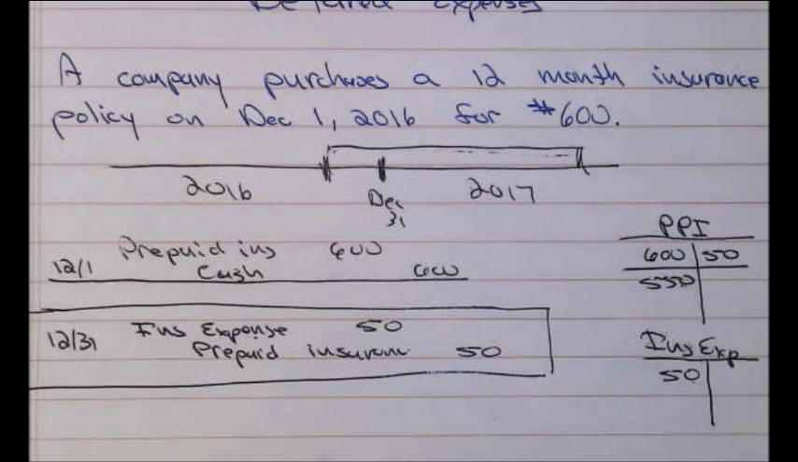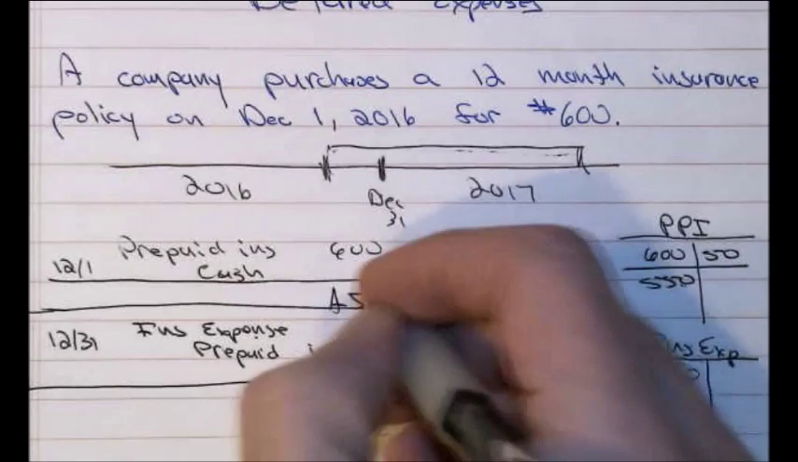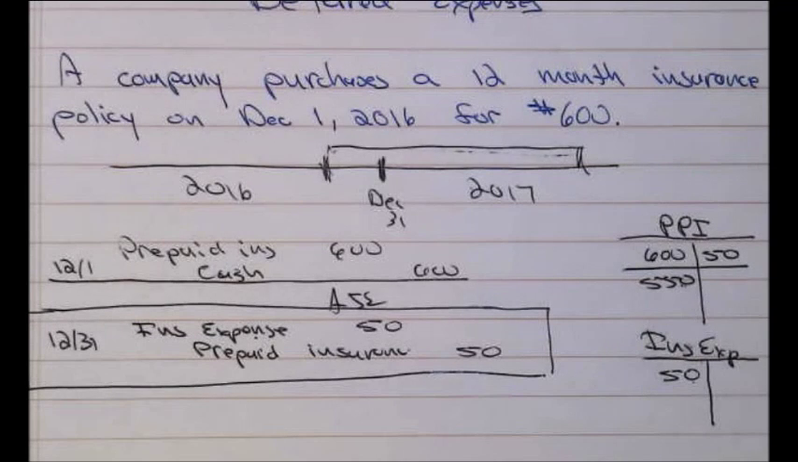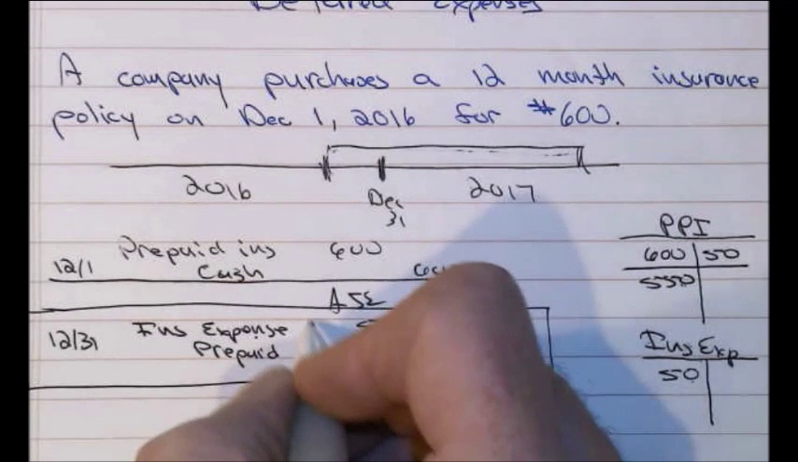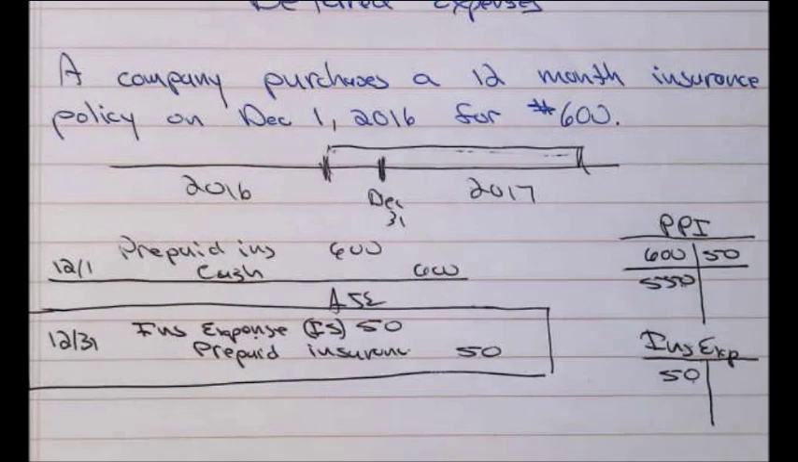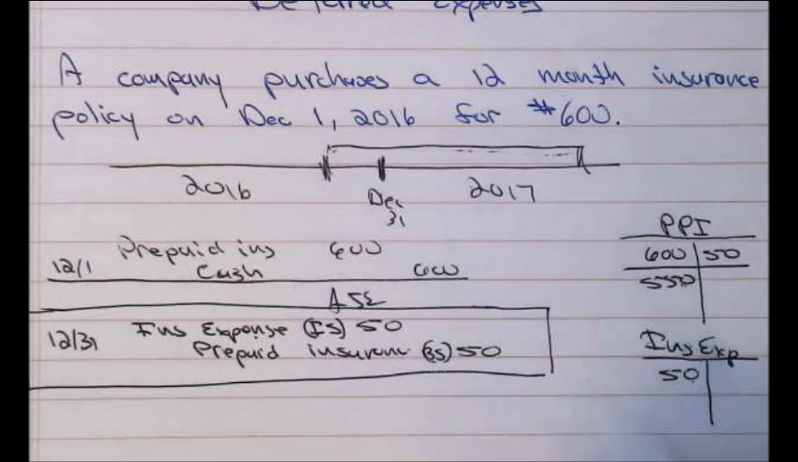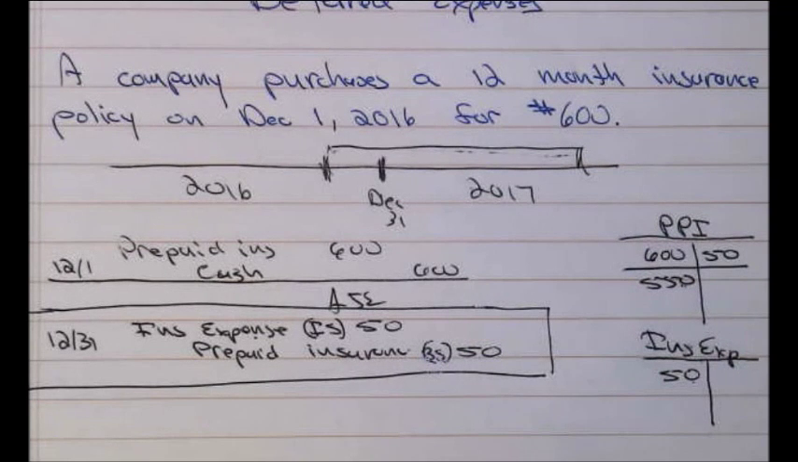Couple of key things. Cash will never be a part of an adjusting entry, okay? Because cash is always kept up to date. The other thing is that every adjusting entry affects at least one income statement account and one balance sheet account. We know insurance expense belongs where? That goes on my income statement, because it's an expense account. Prepaid insurance is an asset that goes on my balance sheet. So that's one example of a deferred expense.